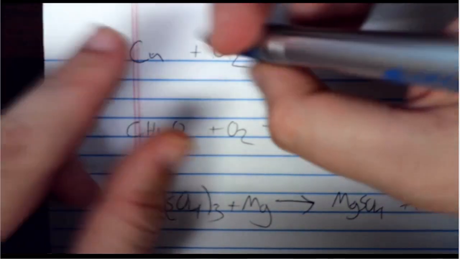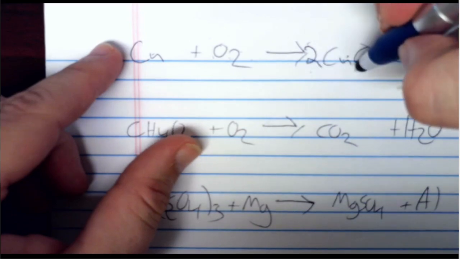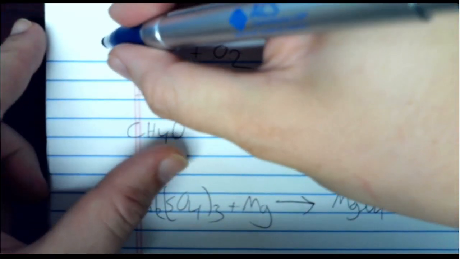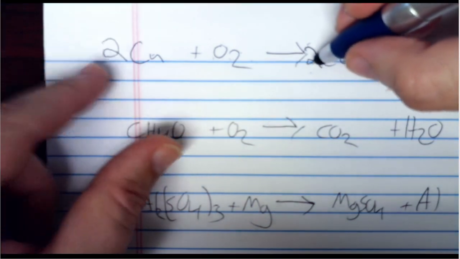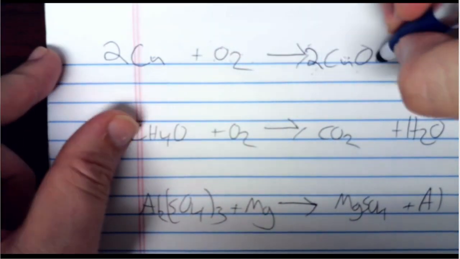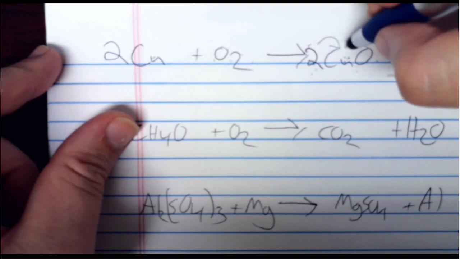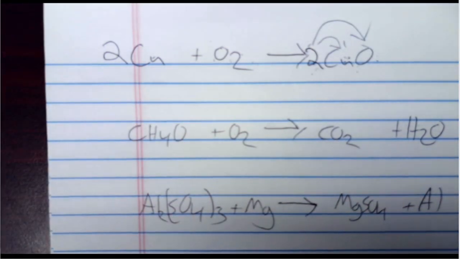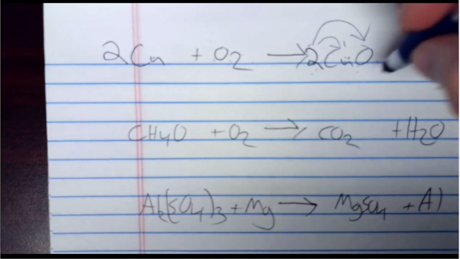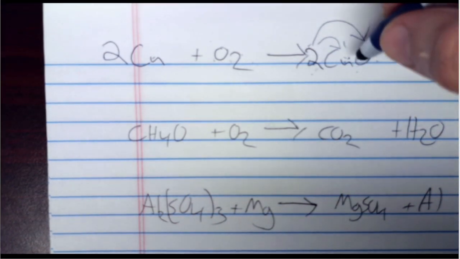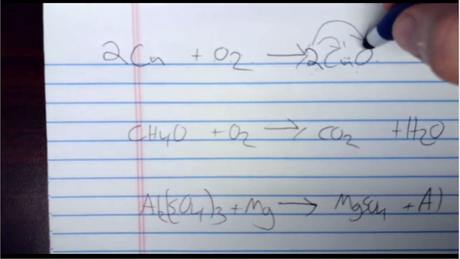However, we always need to recheck. 2 copper, 1 copper, so I need to double that. Once I've doubled that, 2 copper, 2 oxygen. 2 copper, 2 oxygen. This 2 applies to both elements. Don't forget that. A lot of people seem to forget that, and it's pretty impressive how it screws things up if you do not remember that.